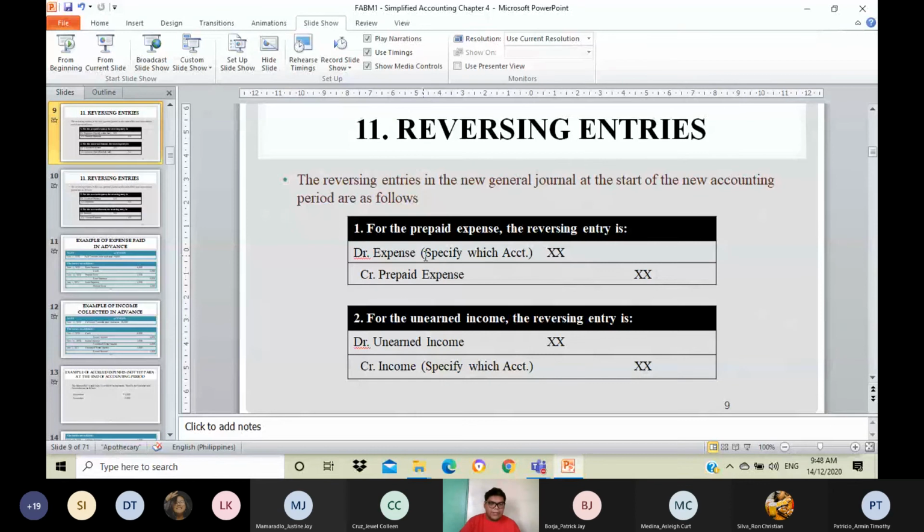Yan. Yan yung entry. Of course, this is in conformity with the principle of matching costs against the revenue. So, what does matching costs against revenue mean? So, it simply means that the cost incurred on a given period must be matched against the revenue generated during the same year. So, hindi pwede yung mga ginastos mo last year, ika-count mo pa rin hanggang this year. Sa yearly basis.